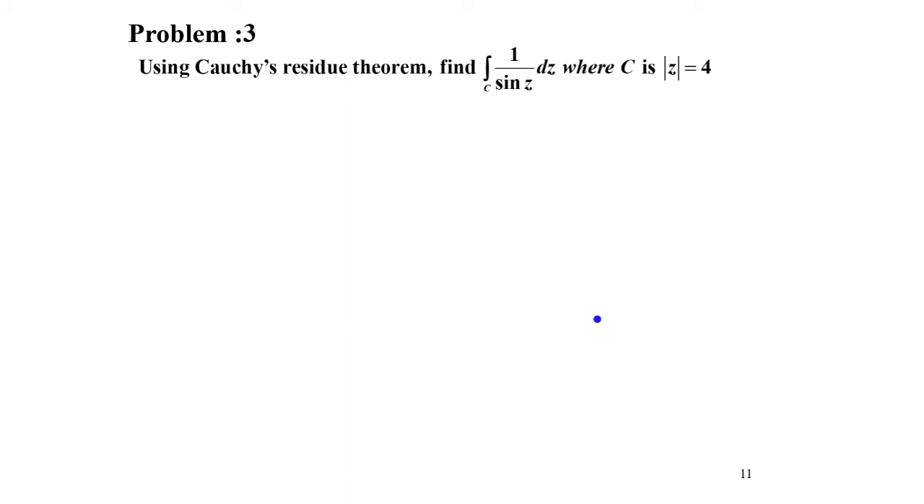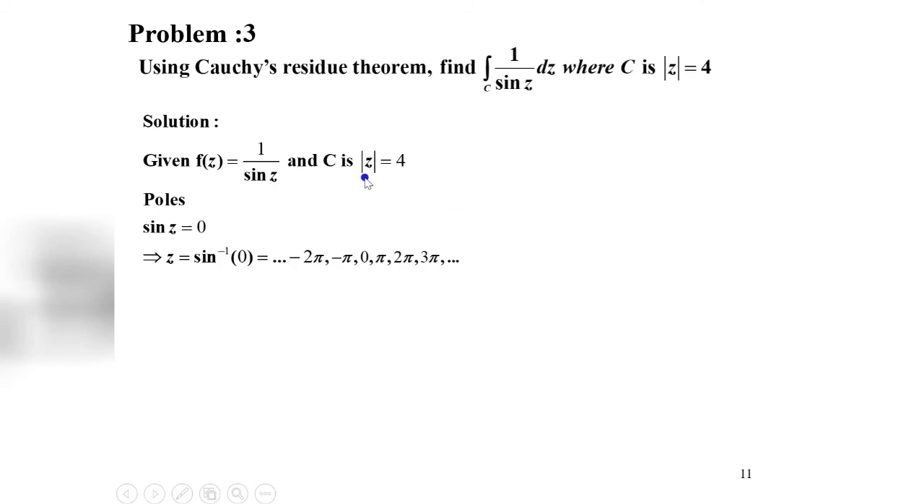In this problem, we are going to see the indeterminate case. Using Cauchy's residue theorem, we have to find the integral over C of 1 by sin z dz, where modulus of z equal to 4, where the function is 1 by sin z and the region is modulus of z equal to 4. Equating the denominator, that is sin z equal to 0, we are getting pole values minus 3 pi, minus 2 pi, minus pi, 0, pi, 2 pi, 3 pi and so on.